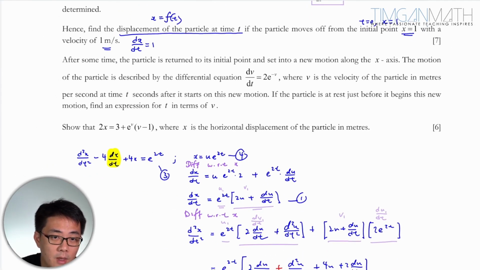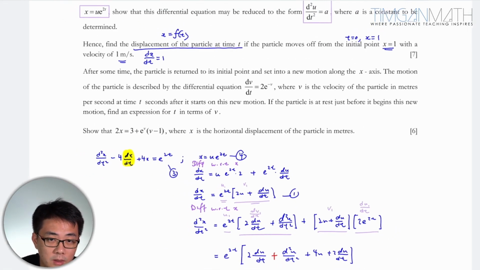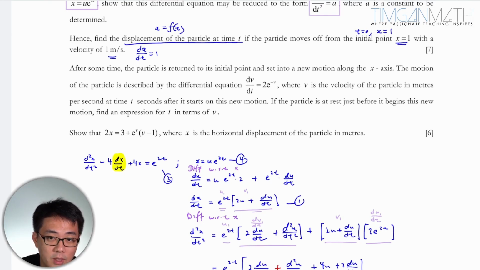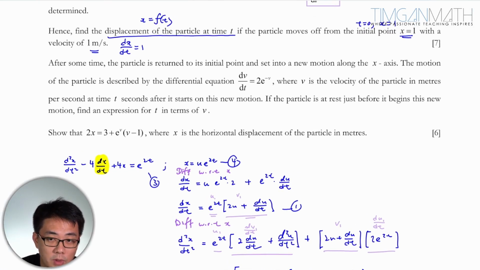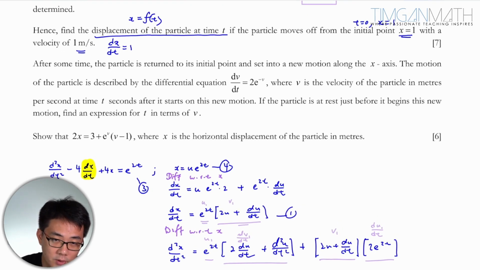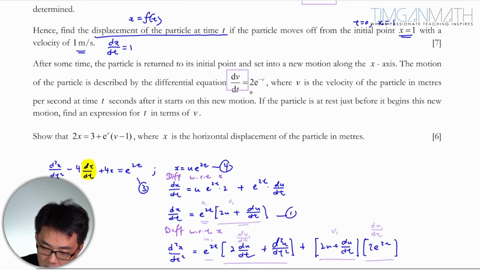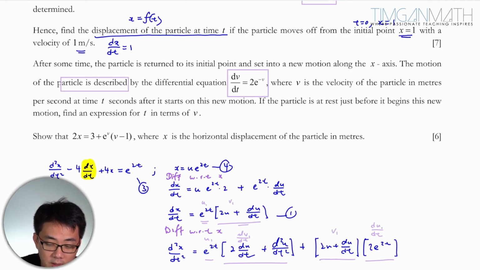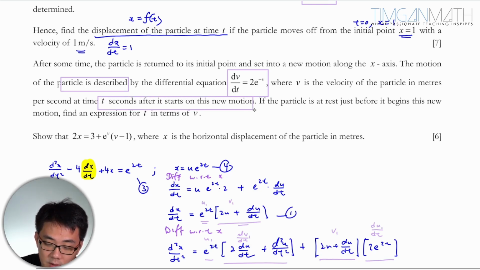After some time, the particle is returned to its initial position and set into a new motion along the x-axis. The motion of the particle is described by this differential equation. It's a new motion, so it's different now, where v is the velocity of the particle in meters per second at time t after it starts on its new motion. T after, so this is another t.